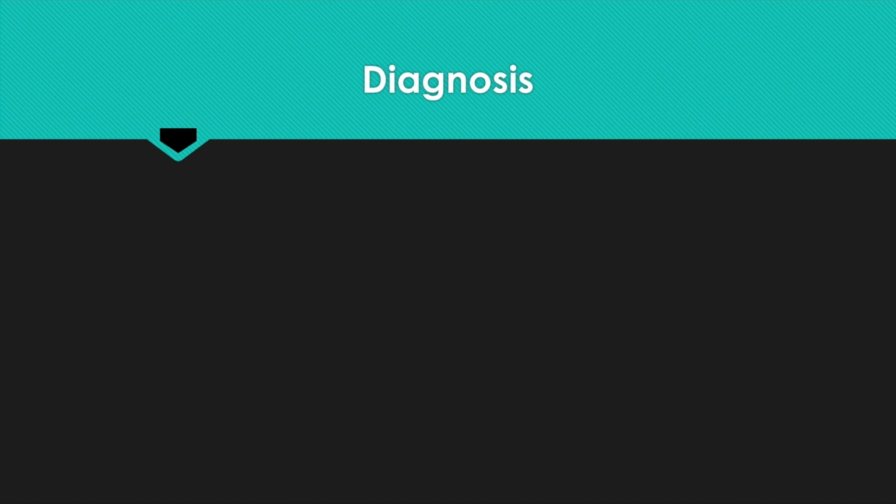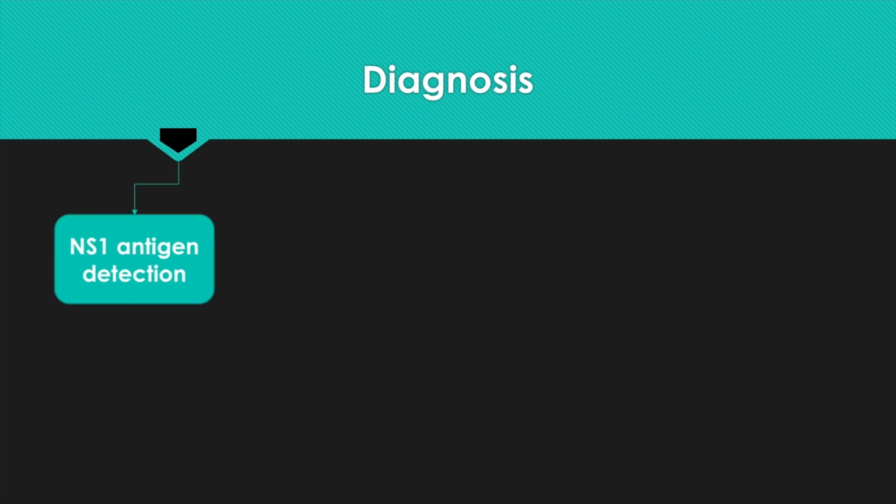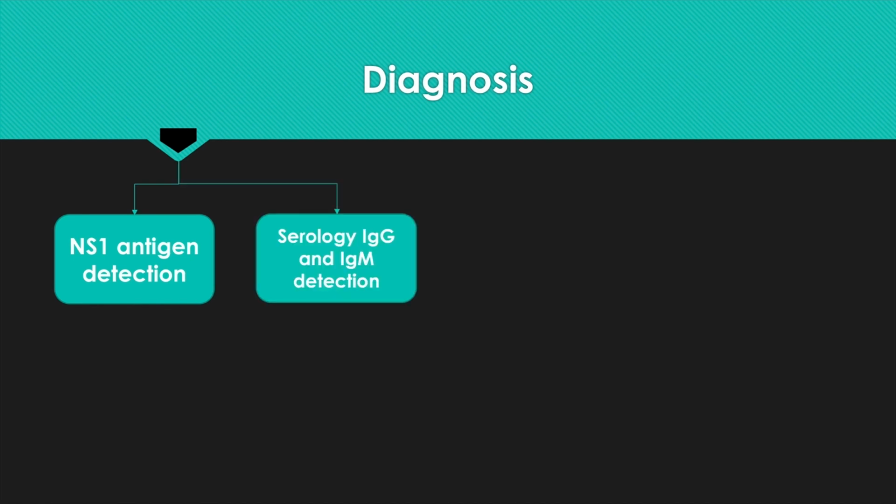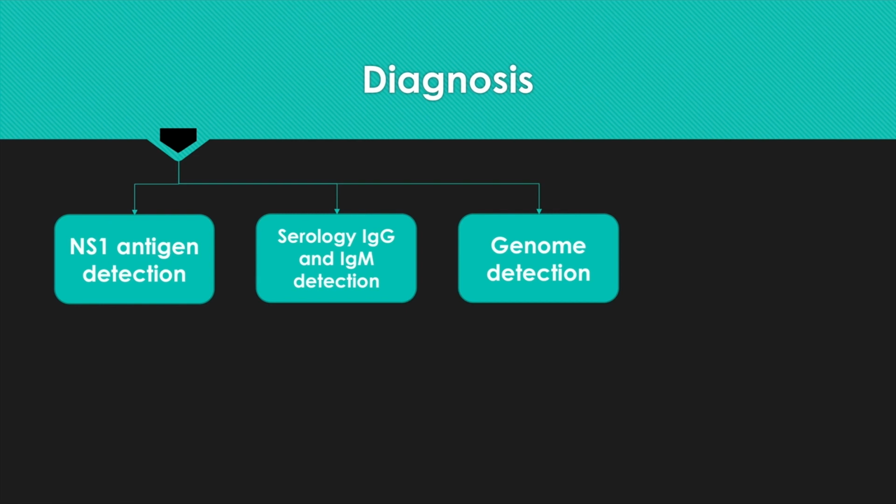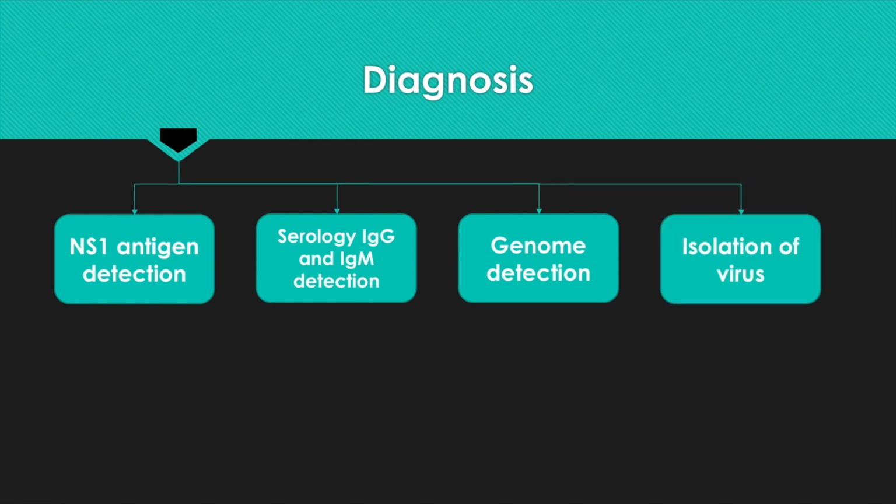The diagnosis of dengue is based on NS1 antigen detection, and this is the most common form of diagnosis of dengue. There are also other ways, such as serology, in which we use IgG or IgM to diagnose the condition. There could be genome detection or viral isolation. The latter two are rarely done and rarely have any utility in contemporary clinical practice.